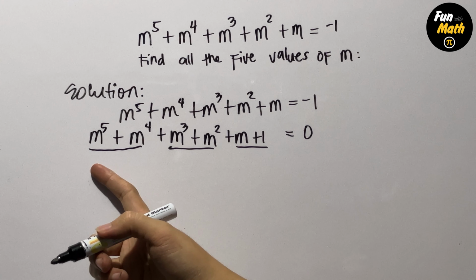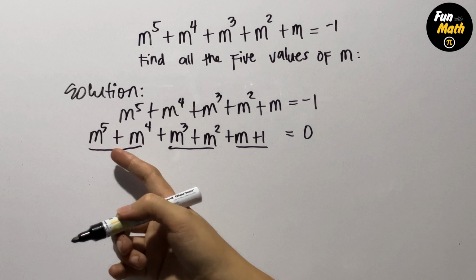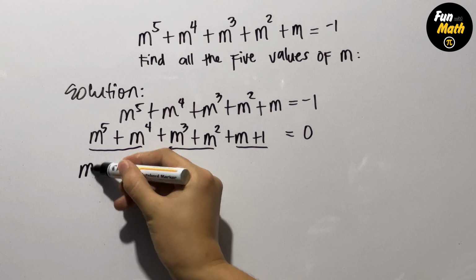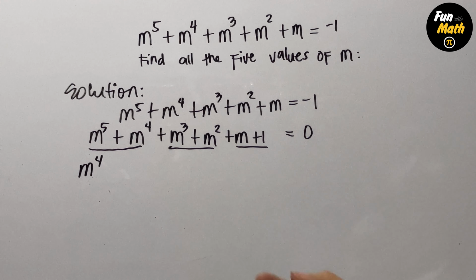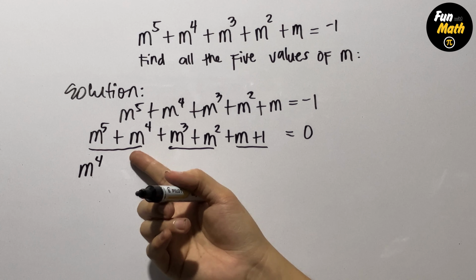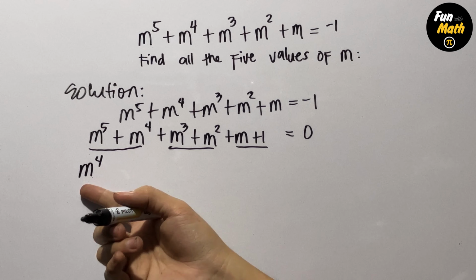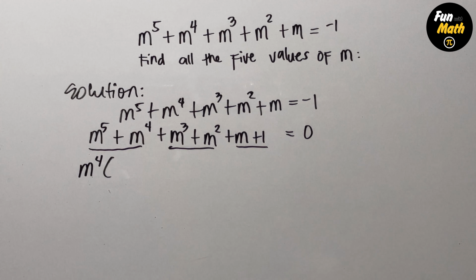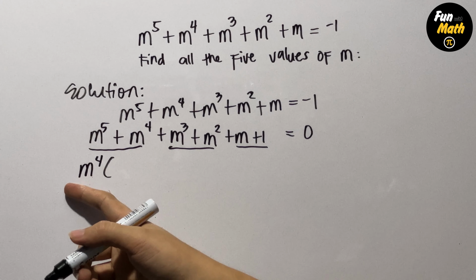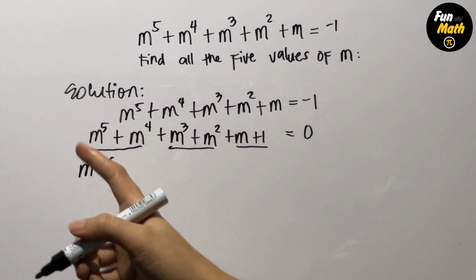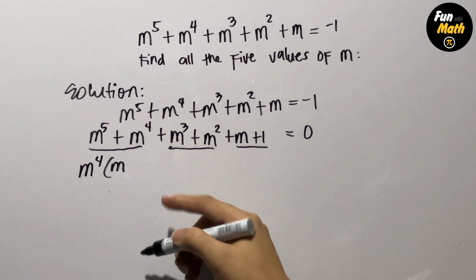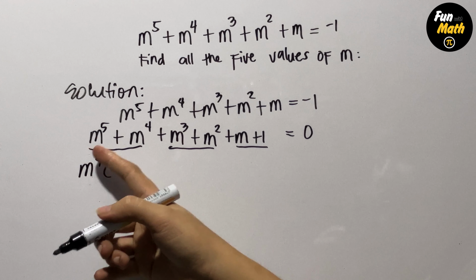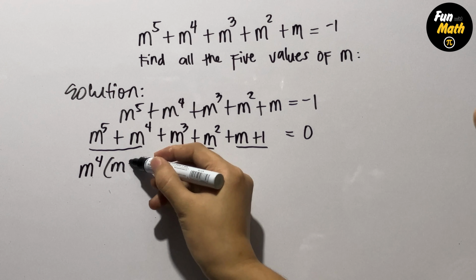Now, for the first pair, we have m to the power of 5 plus m to the power of 4. So the common factor here is simply m to the power of 4. For this, the lowest degree will be our common factor. So now let's factor. m to the power of 4 times m to the power of 5 divided by m to the power of 4, 5 minus 4, that is 1. So we're left with m. And then positive m to the power of 4 divided by m to the power of 4 is equal to 1. And that is plus 1.